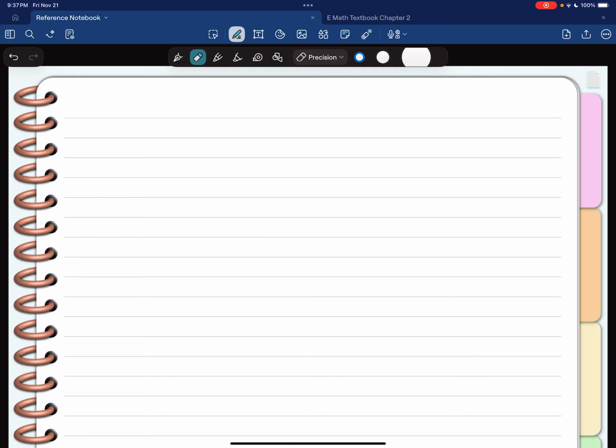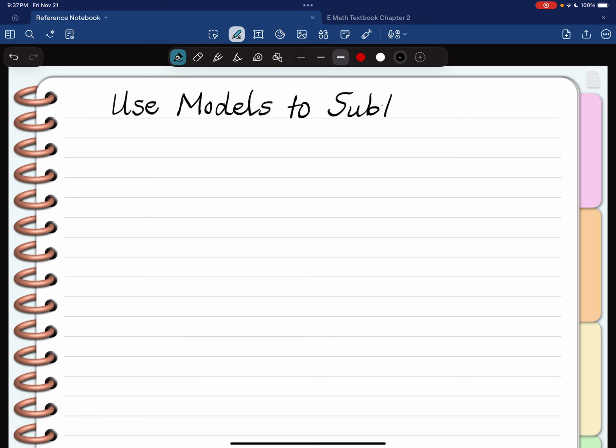So for this page, I'm going to give it a title. Always put your main idea up here. Use models to subtract. And instead of trying to copy and paste, I'm just going to use some drawings to represent my different models.